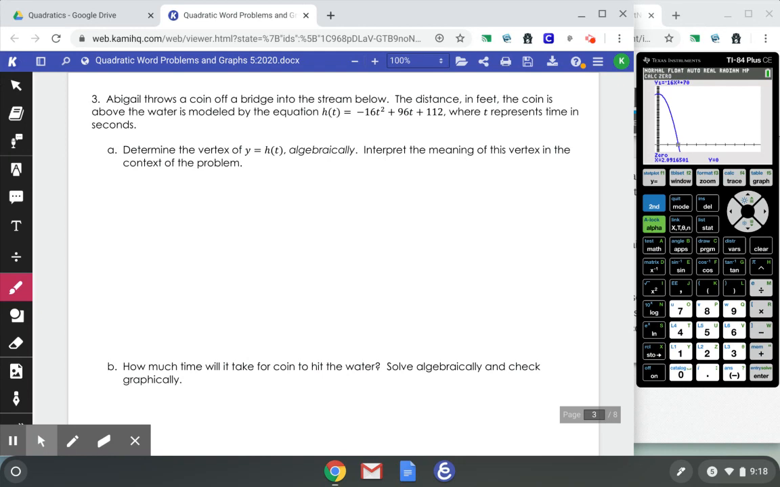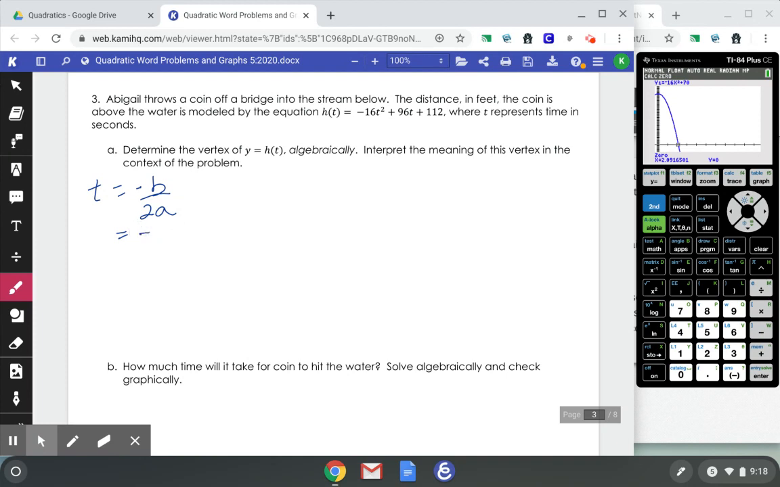All right, so this is where it goes back to being able to find those parts without just plugging things into your calculator. So find the vertex algebraically. Remember, the first thing we have to do to find our vertex is find the axis of symmetry, or find the x value. So t equals negative b over 2a.